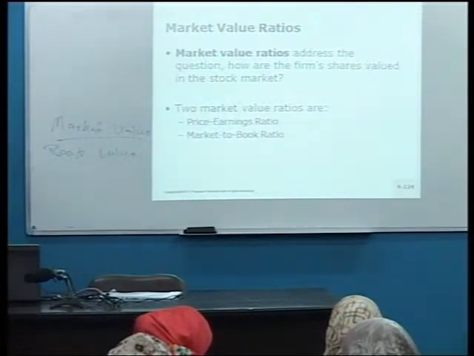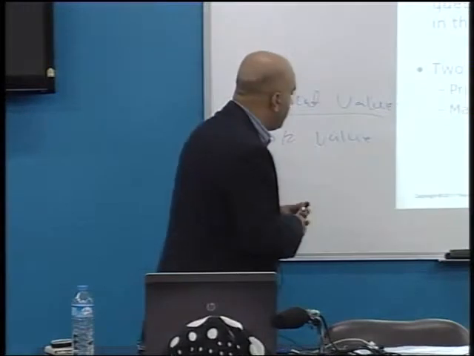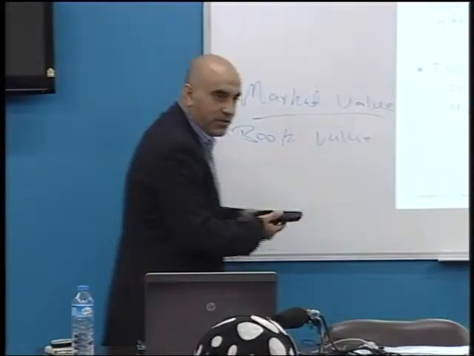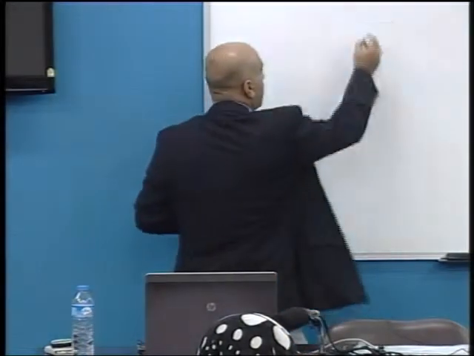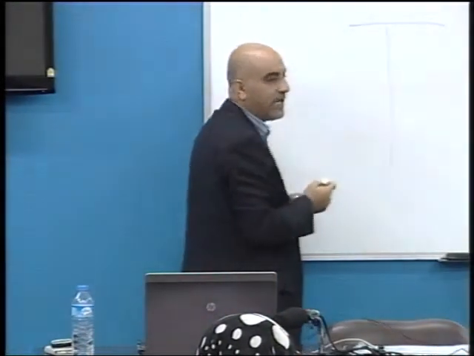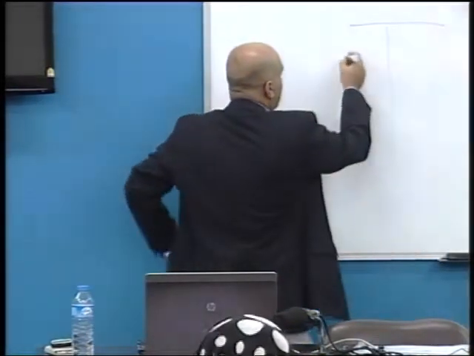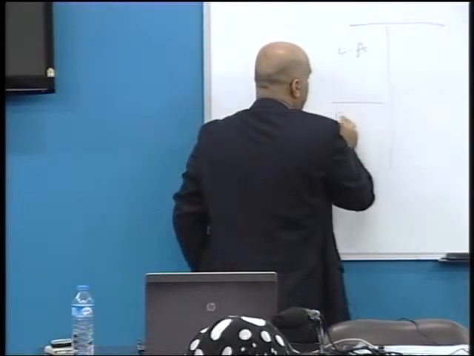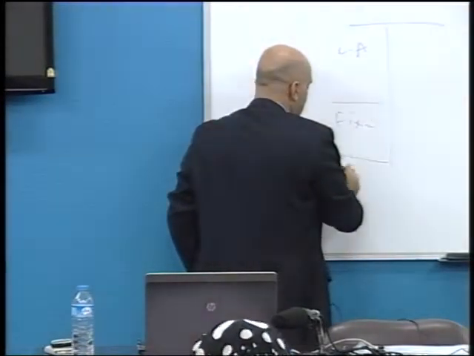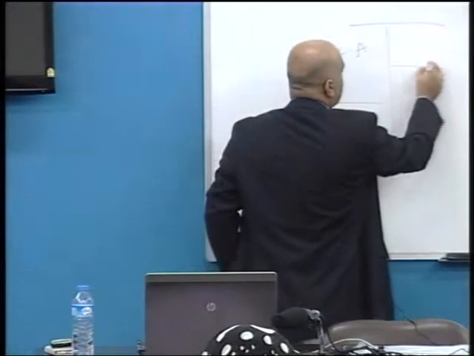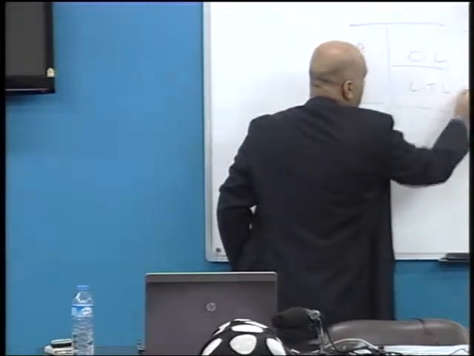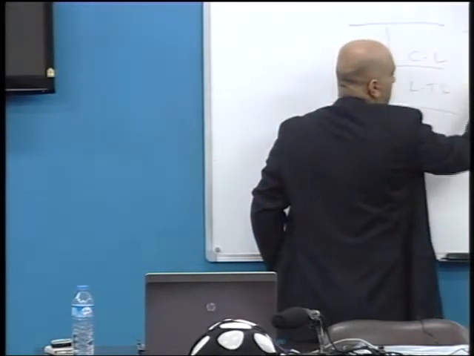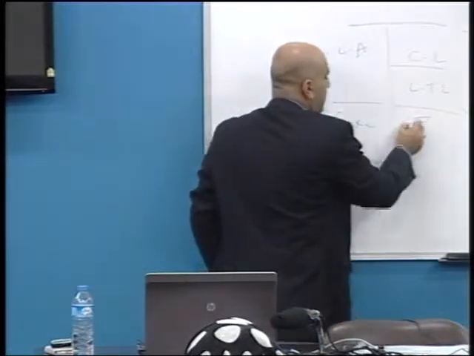Okay, so the book value, according to our definition, is what is left after paying back the liabilities. Now look at this T account. Here we have, as we said, current assets and here fixed assets, and here is the total assets. Here is the current liabilities and here is long-term liabilities. So this is total liabilities, and here is equity.